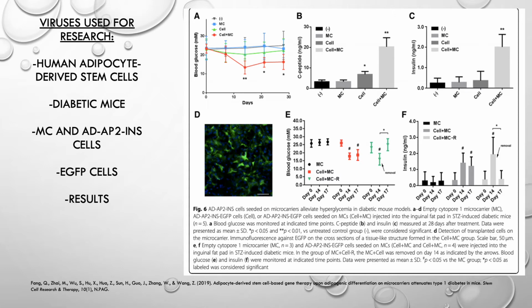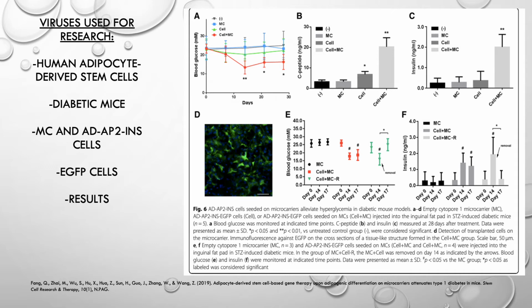To the side, as you can see, I did abbreviations. MC stands for microcarrier, which involves the mice, the diabetic mice. AD stands for the adipocyte-derived stem cell. AP2 is the adipocyte-specific promoter. And INS means insulin. So they added that all together, and EGFP cells, which stands for the enhanced green fluorescent protein.